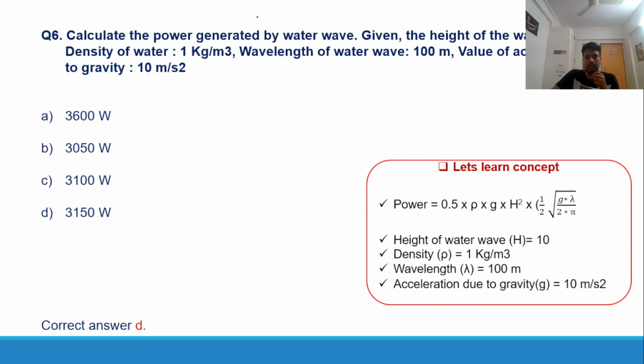So the first numerical says: calculate the power generated by water waves. The height of the water wave is 10 meter, so you know the height. The density of water is 1 kg per meter cube.